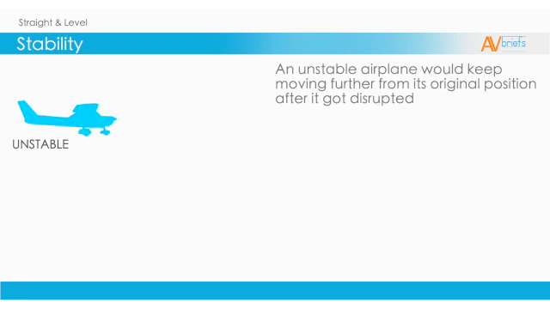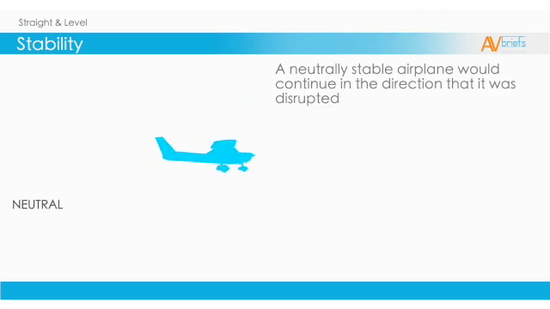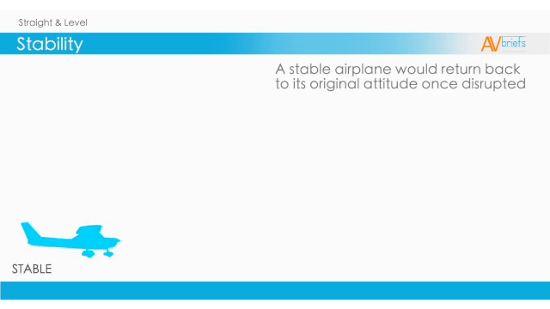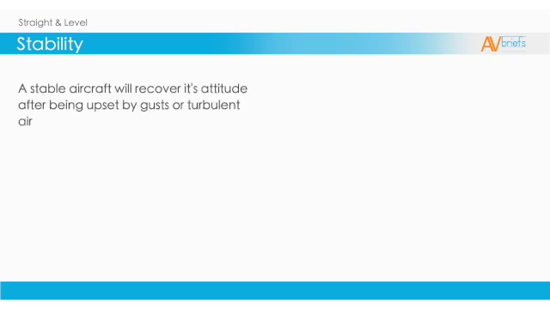An unstable airplane would move further from its original position after it got disrupted. A neutrally stable airplane would continue in the direction that it was disrupted. A stable airplane would return back to its original attitude, once disrupted. A stable airplane will recover its attitude after being upset by gusts or turbulent air.